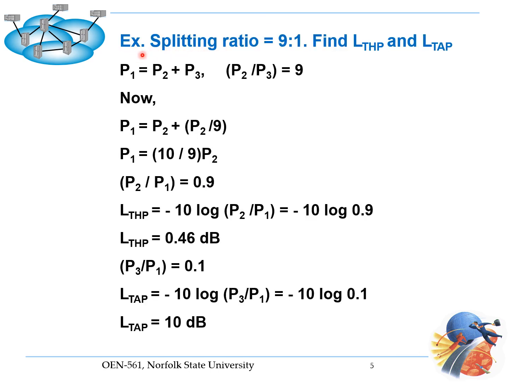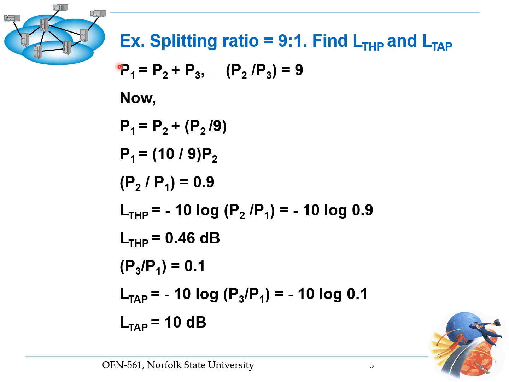Example. Let us have an ideal directional coupler with a splitting ratio 9:1. We want to find throughput loss and tap loss in this system. The ideal directional coupler means that no excess loss inside, therefore P2 plus P3 equals P1, and the splitting ratio 9:1 means that the ratio of P2 to P3 is 9.